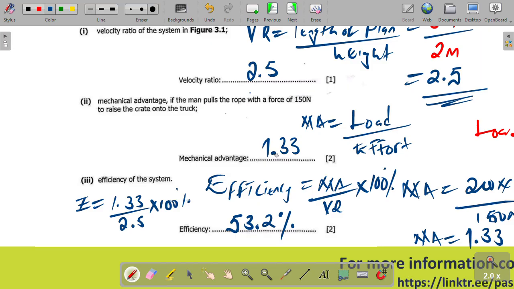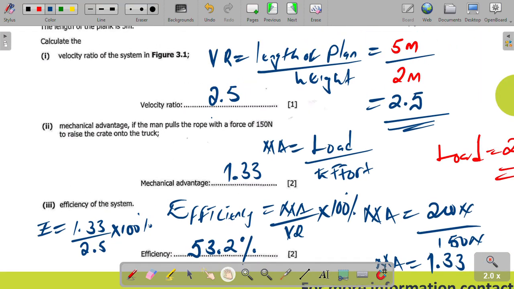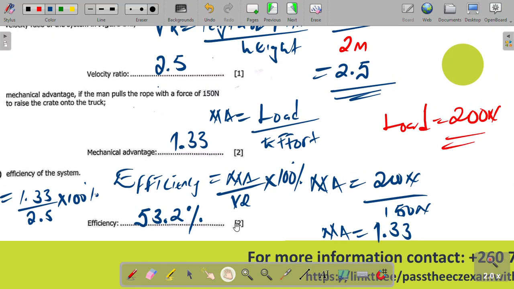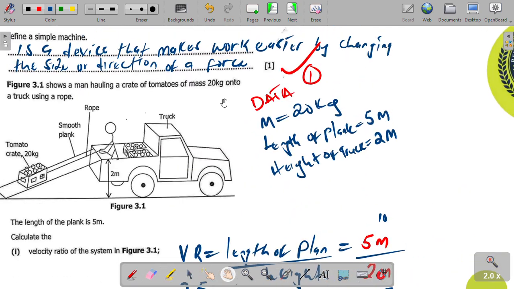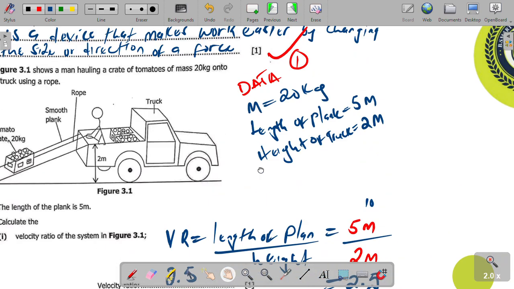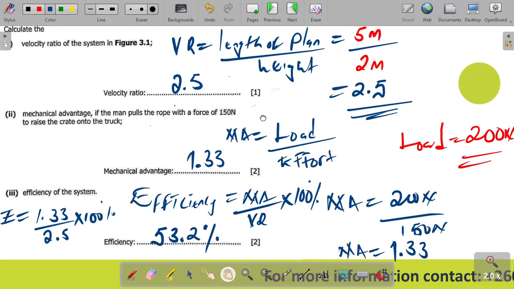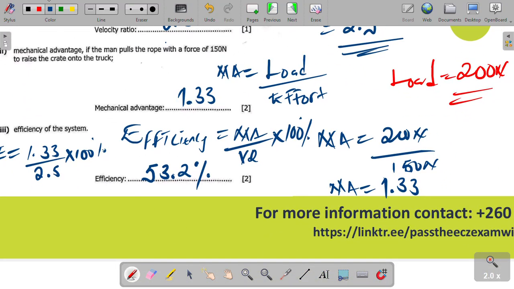Okay, so basically this is how you solve such a question, and you have your 2 marks here, 2 marks there, 1 mark and 1. So 1, 2, 3, 4, 5, 6. So altogether you have 6 marks.